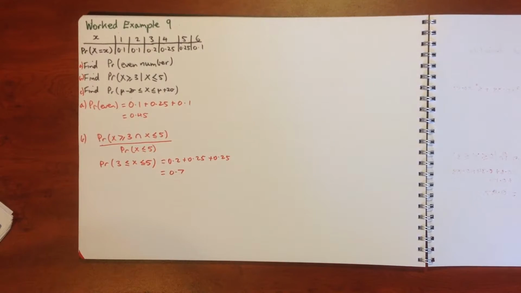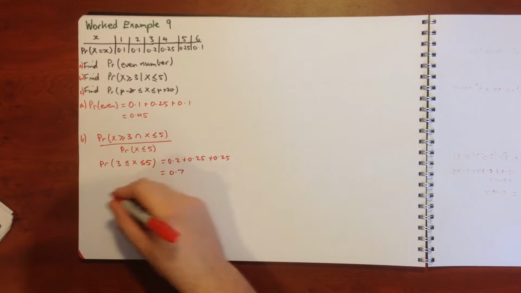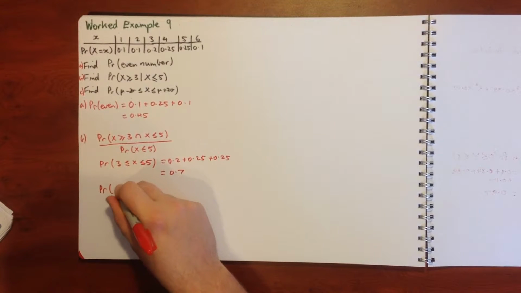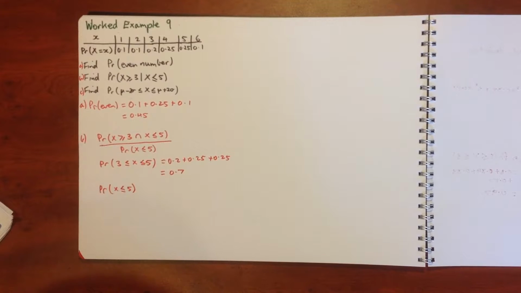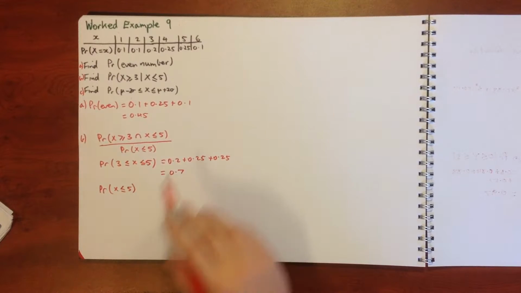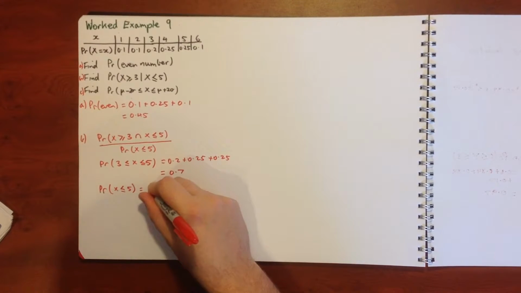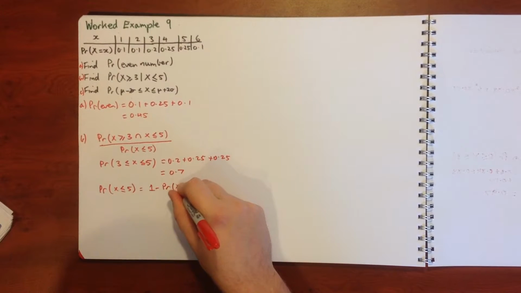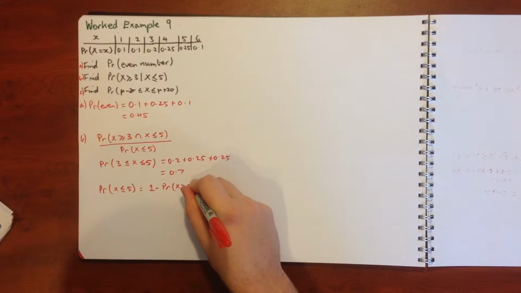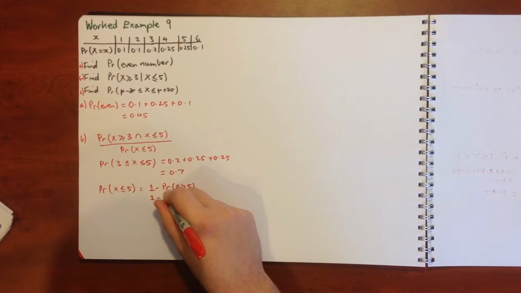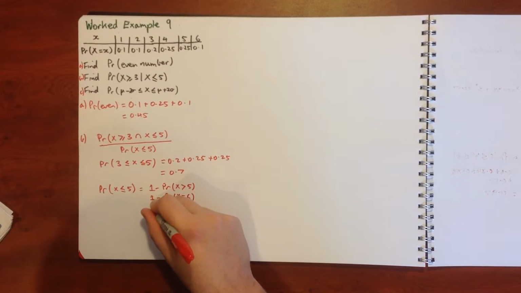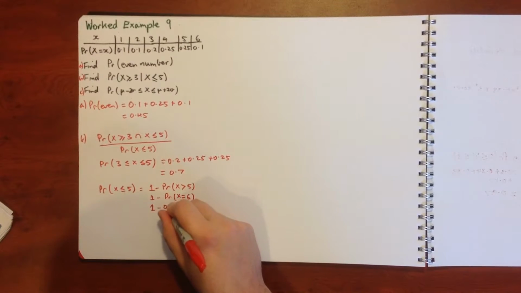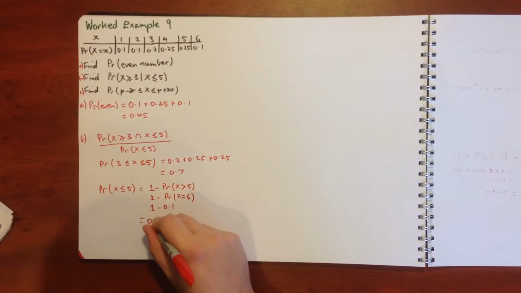Now we also need to look at our probability that x is less than or equal to 5. You can think of that as being equal to 1 minus the probability of being greater than 5, or 1 minus the probability of 6. So it's 1 minus 0.1, so that's going to equal 0.9.